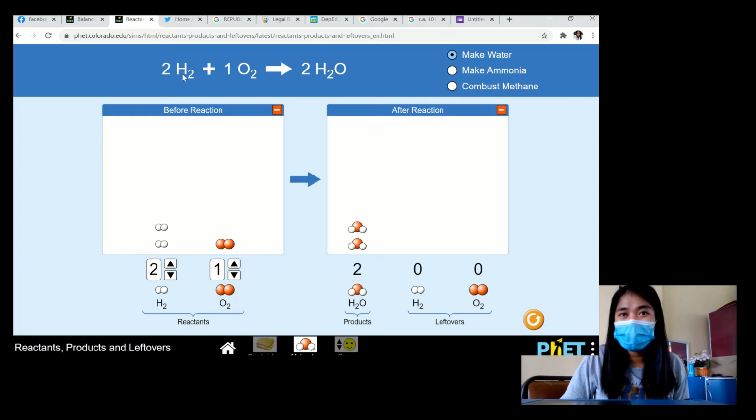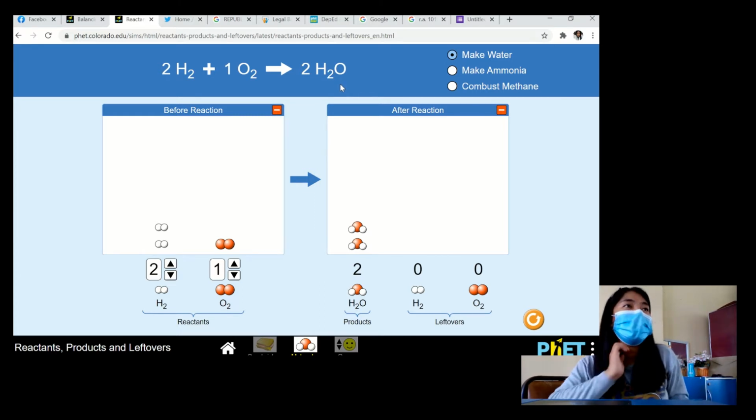We have 2 moles of hydrogen, but the total atoms of hydrogen in reactants and in the product are balanced. See, we have 2 times 2, that's 4. And in the product, we have 2 times 2, that's 4 also. Okay? What about the oxygen? We have 1 times 2, that's 2. In the product, 2 times 1, that's 2. So they are balanced, diba?